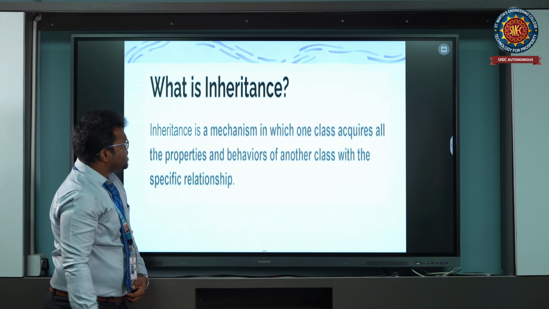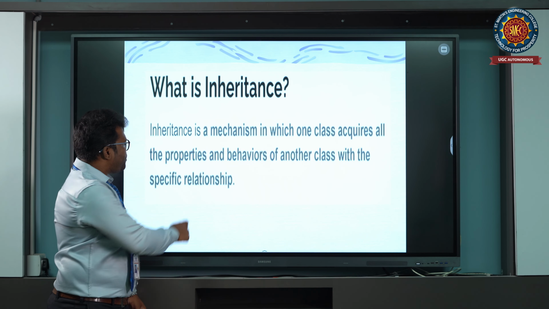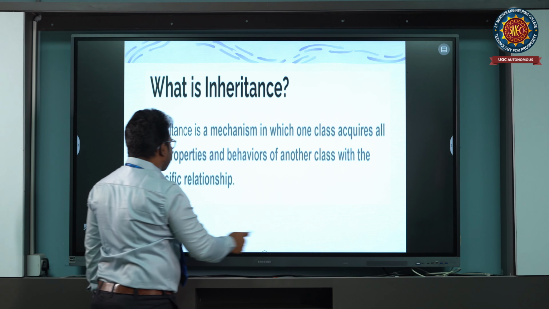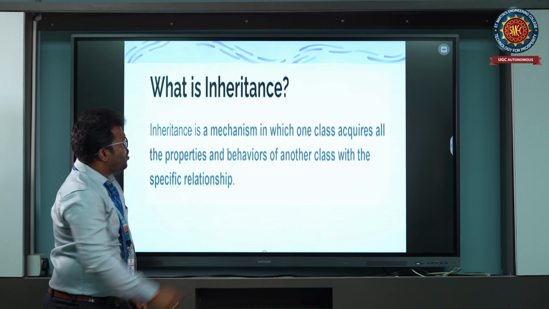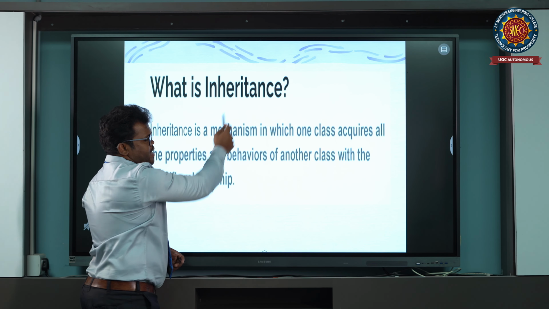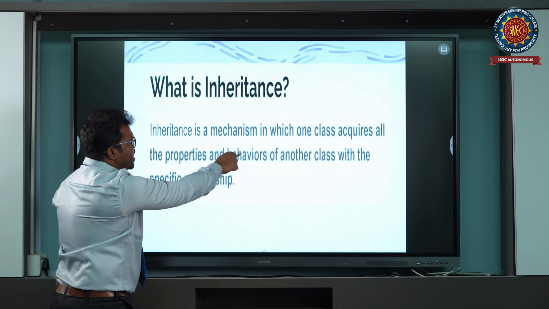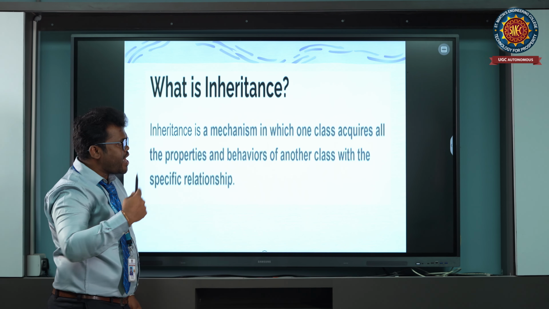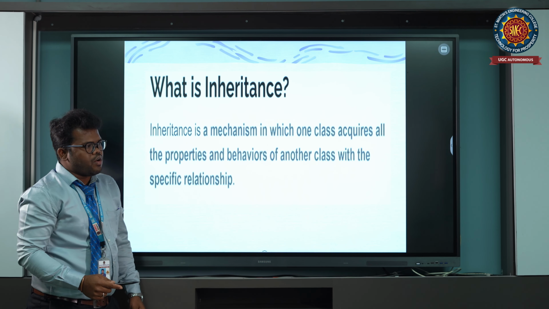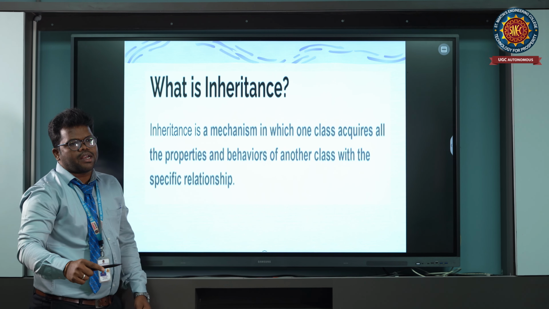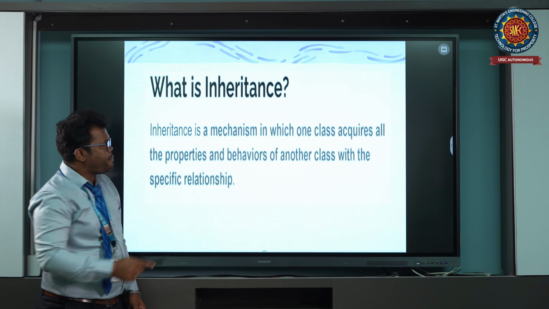Then, what is inheritance? Inheritance is the mechanism in which one class acquires all the properties and behaviors of another class with a specific relationship. Inherit means acquiring the data. The main thing here is the parent class and the child class, and the relationship between the parent class and the child class.